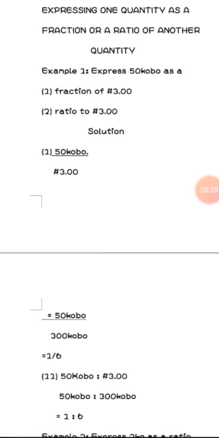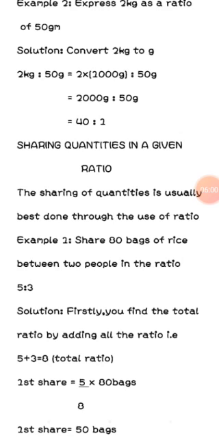Ratio 1 to 6. Now, in writing your answer, if you write ratio 6 to 1, you are automatically wrong. It should be accordingly. Since your 50 kobo came before your 300 kobo, it means that your 1 must come before your 6, and it will be pronounced as ratio 1 to 6. The next page shows example 2.